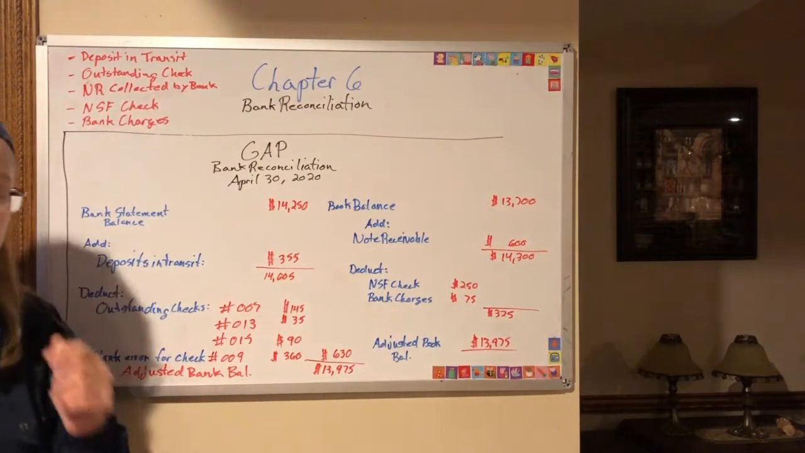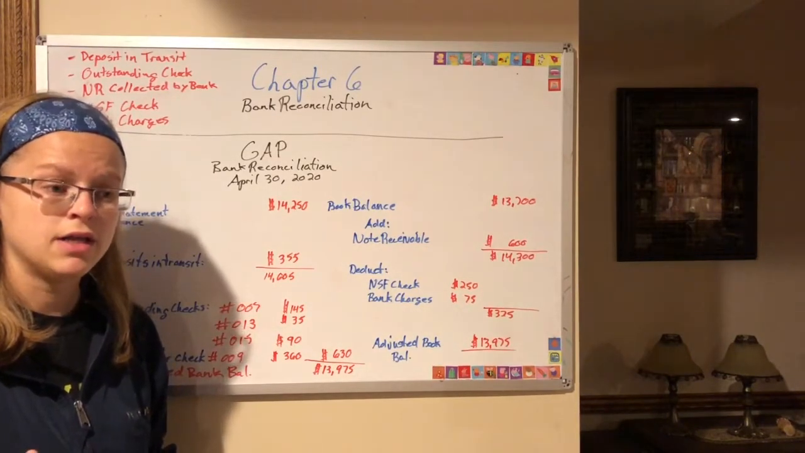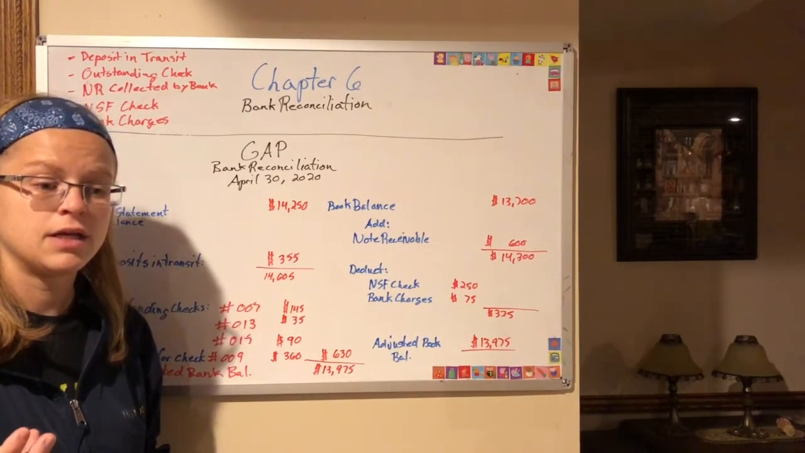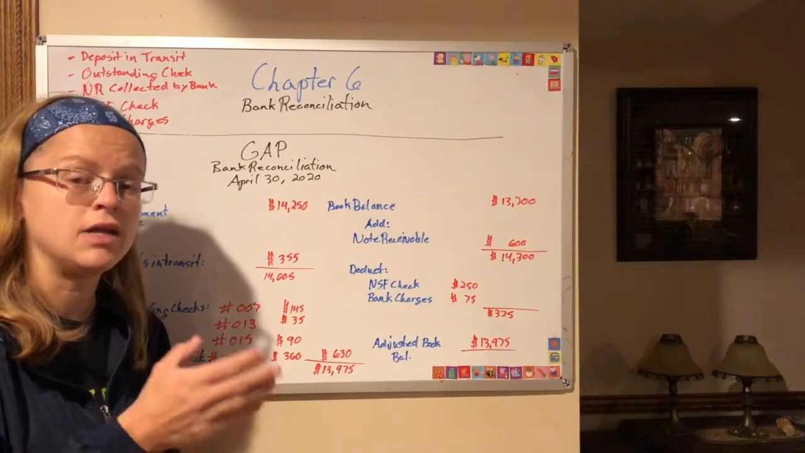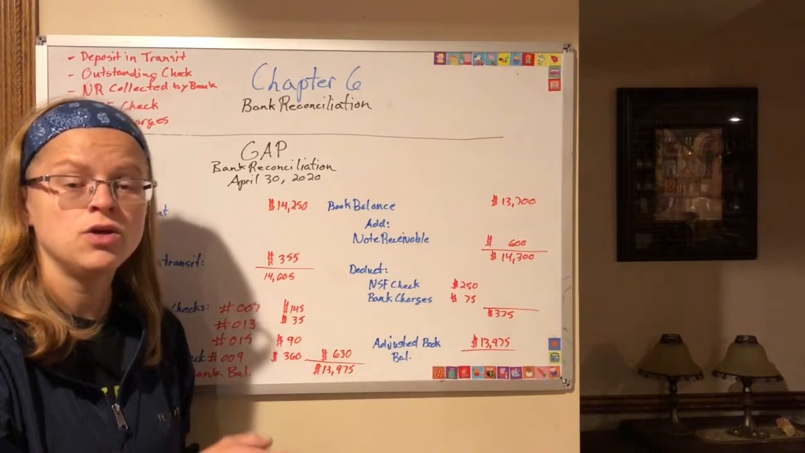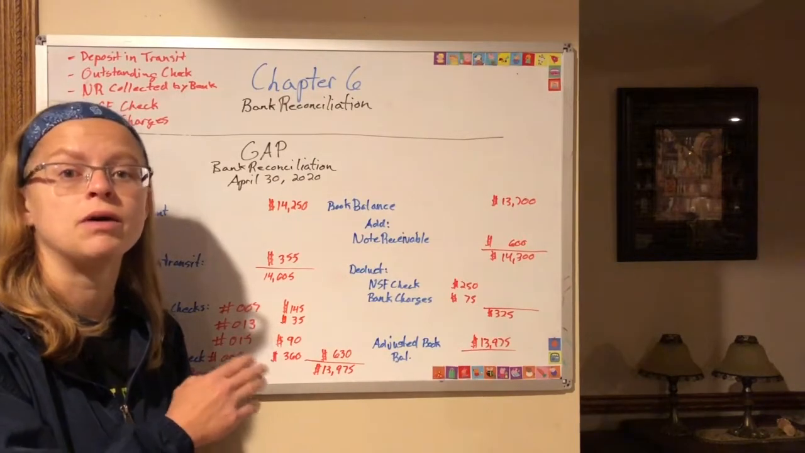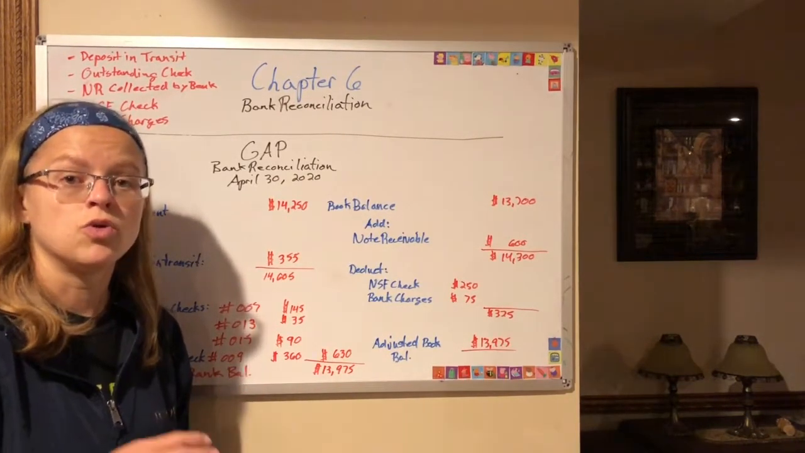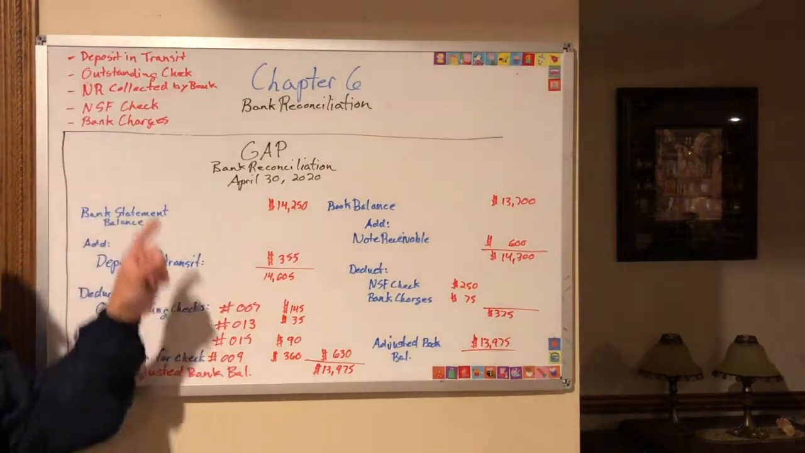Outstanding checks. An outstanding check is when the company sends out a check to pay a bill, and that individual or that company does not deposit the check right away. So the company knows about that outstanding check, but the bank would not know about it. So therefore, the balances would be different because of that outstanding check.